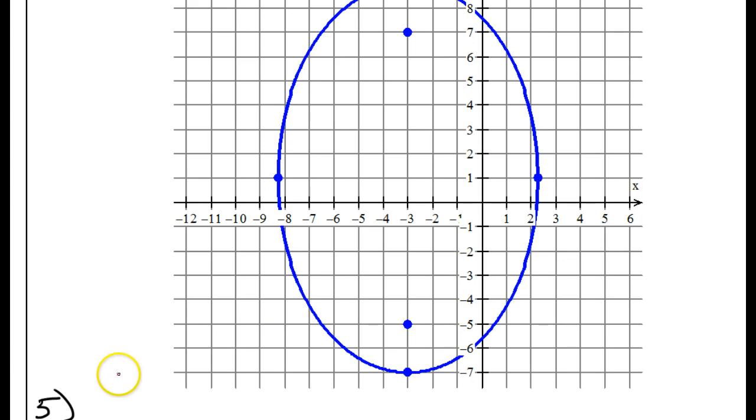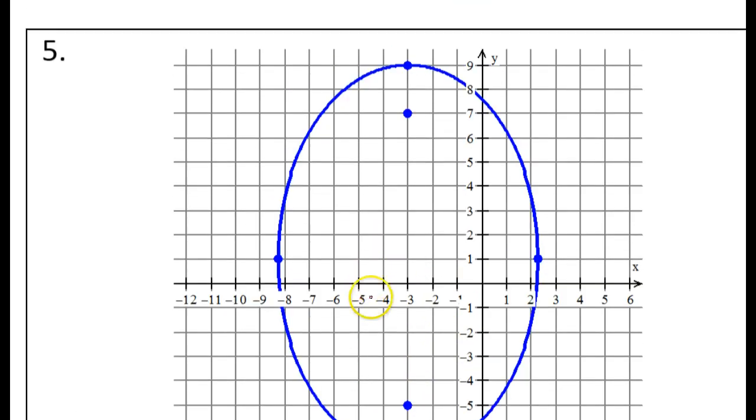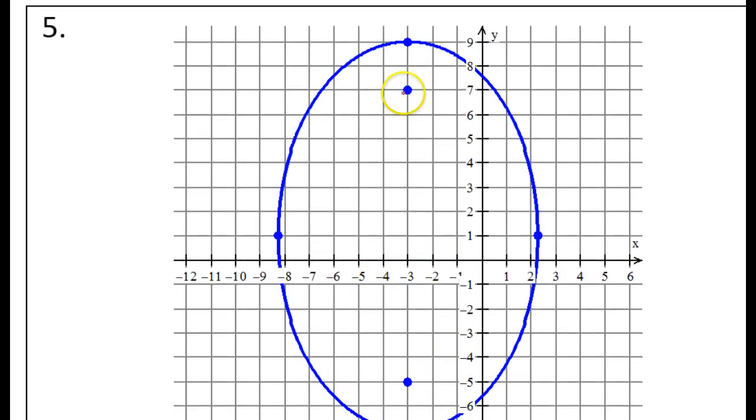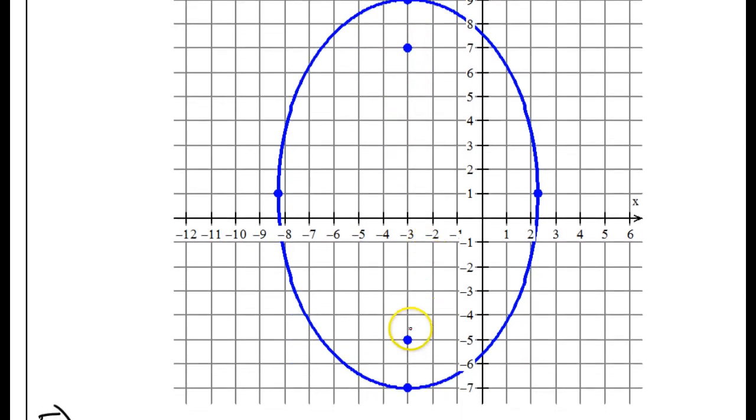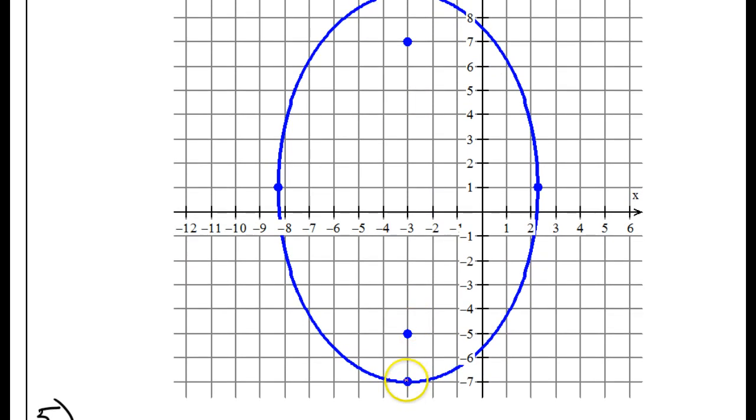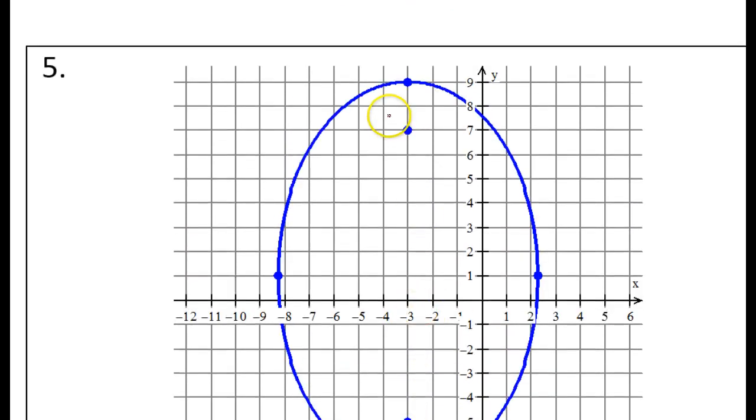So problem number 5. We have to be really careful about this problem. I actually made a mistake with this and had to re-record the video, because usually the vertices and the co-vertices are right on the lines, and I'm asking you to find the focus, which is the thing that we normally have to find. But this problem is backwards. The vertices are still right on the lines, so that's normal.